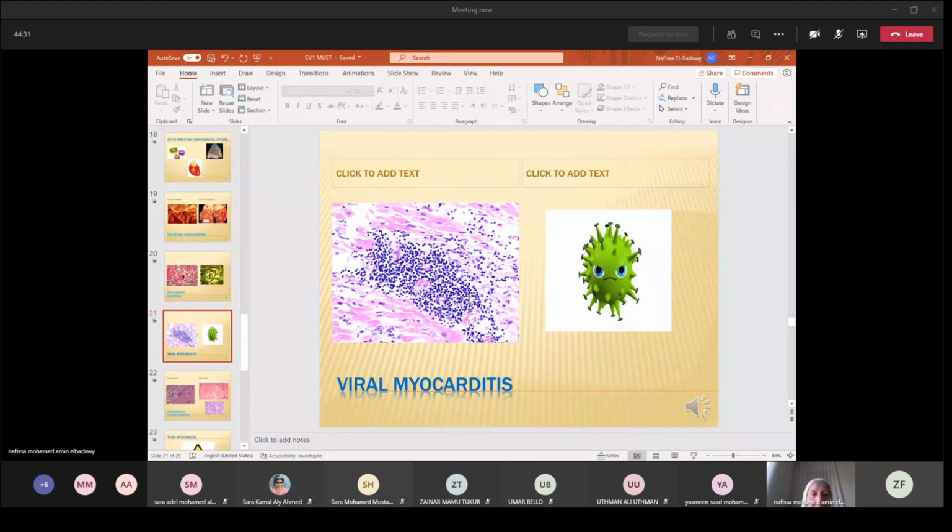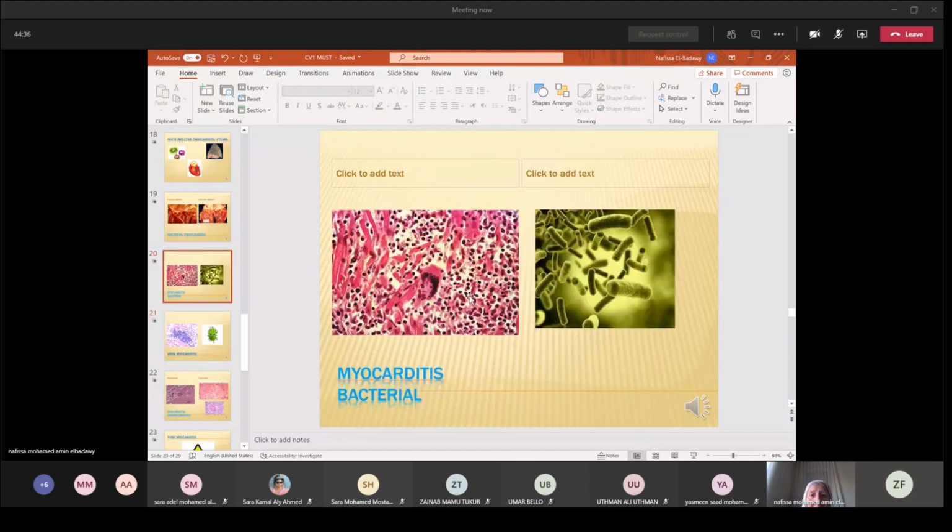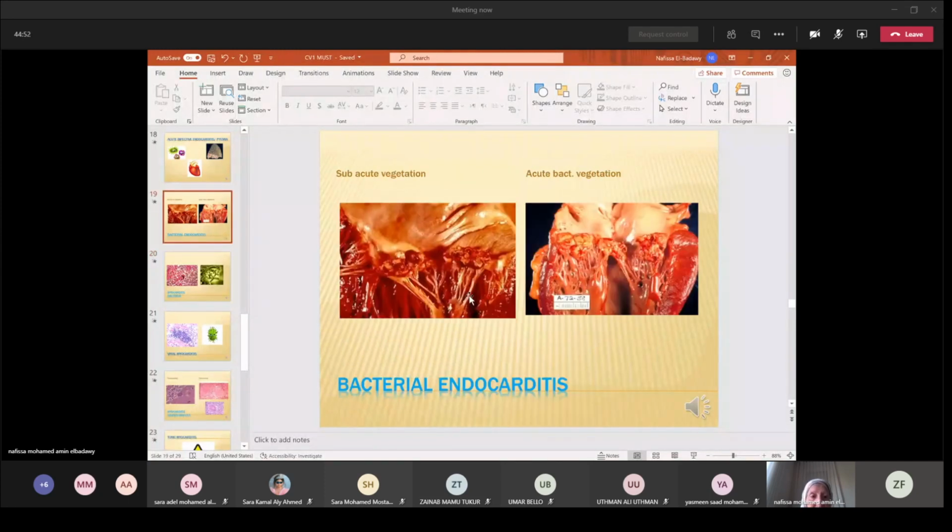So this is about rheumatic fever and endocarditis. I think we'll stop here, and then we can continue the next time. And if anyone has any question, you can ask me.